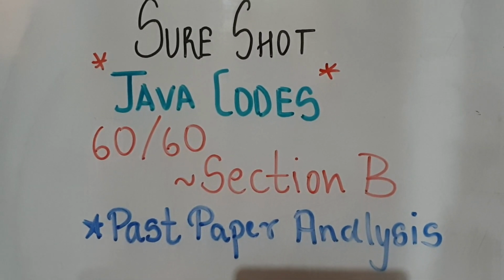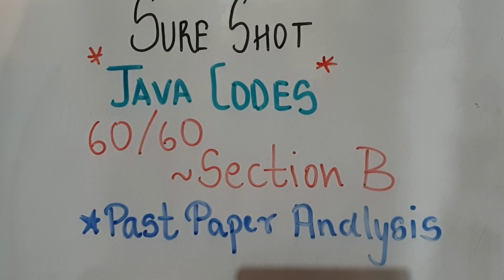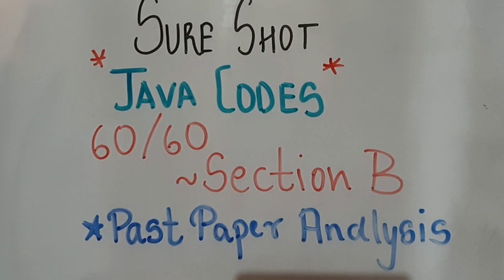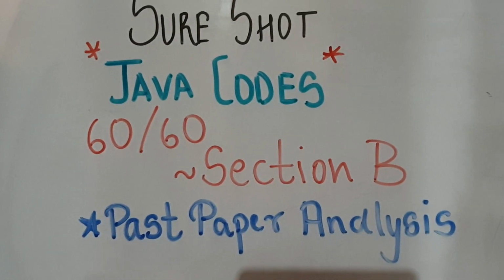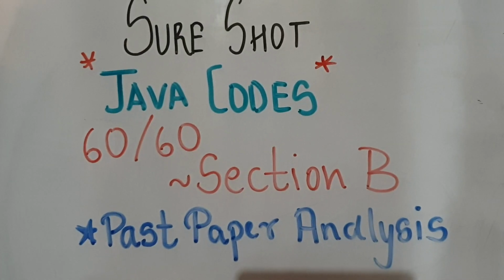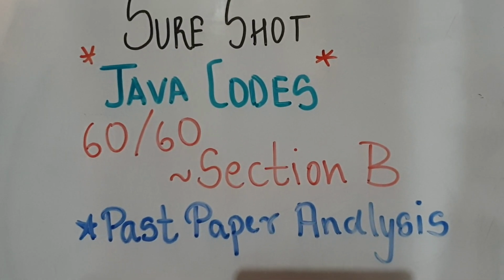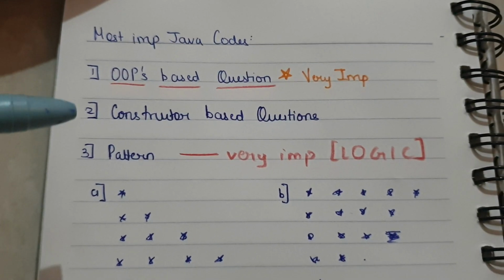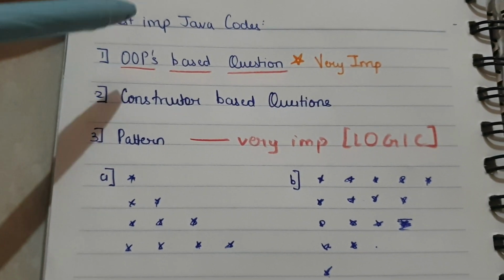Welcome back, and today I'm gonna share some very important Java coding questions which may come in your section B of Java coding, which is on tomorrow, 19th March 2025, ICSE board examination. So let's begin. The very first code is OOP based code.